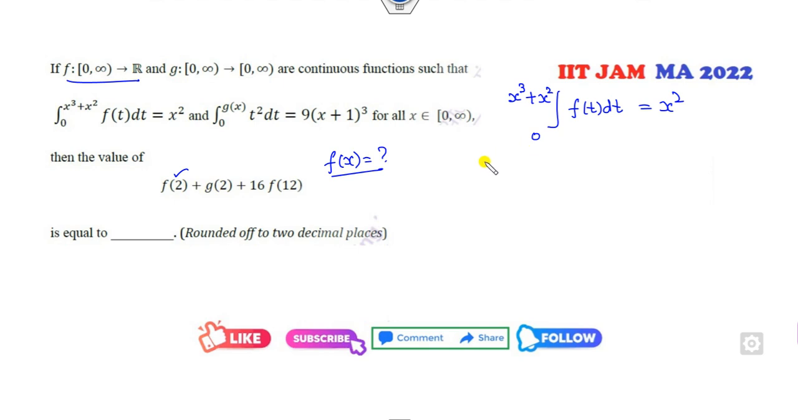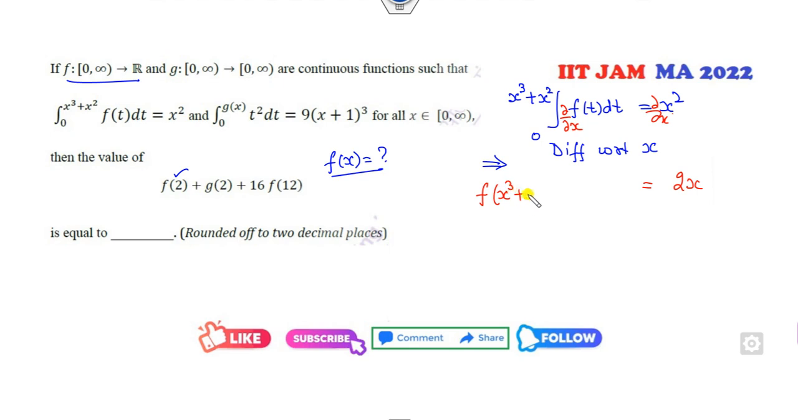It is not given. So what can I do? I can differentiate this function with respect to x. Fine. So how can I differentiate this? It comes to be the partial derivative. So the right hand side is my 2x. This will be 0, so I can substitute the upper limit directly.